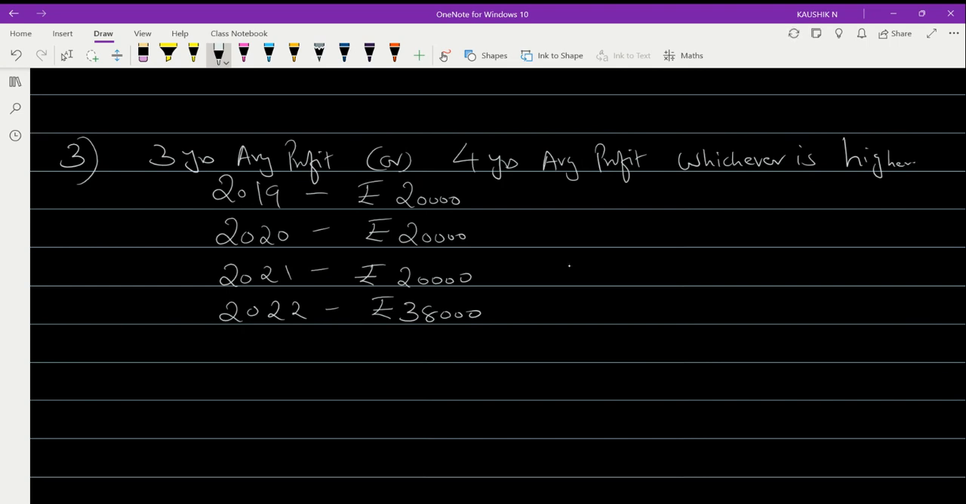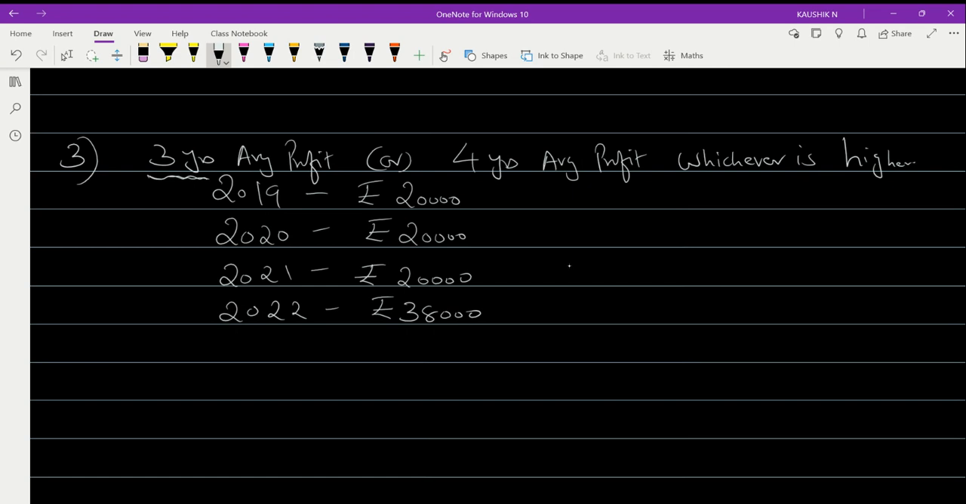Now, these are the given years, but there is a condition. You need to calculate the goodwill of the firm using the average profit method, but the condition is either 3 years average or 4 years average, whichever is higher, right? Now look at the number of years given to you. How many years are given to you first? 4 years. Among these 4 years, if they first ask you to calculate for 3 years, which are the years that you are supposed to take? Do you have an idea?